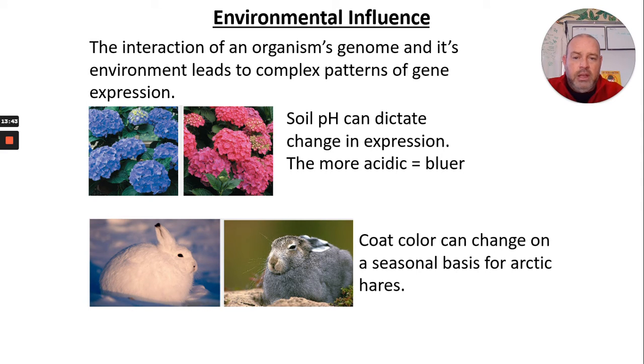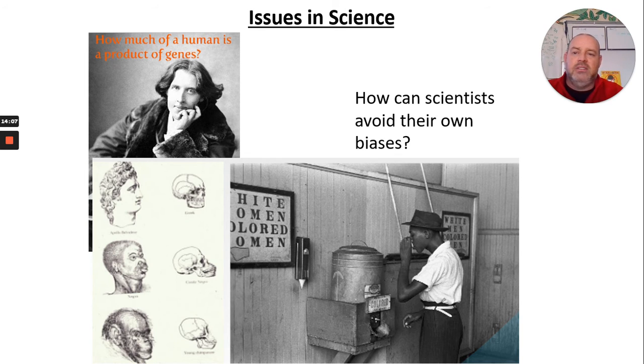Environmental influence also matters. There are environmental factors that can affect genes and how they are expressed. In this example, soil pH can dictate a change in expression. The more acidic the soil, the bluer the flowers. Coat color can change for rabbits on a seasonal basis. So environmental factors can definitely play a role, which leads us into one slide here with a quote up there: how much of a human is a product of its genes? People have been talking about this for a long time: are we just what our genes make us, or does the environment play a role?